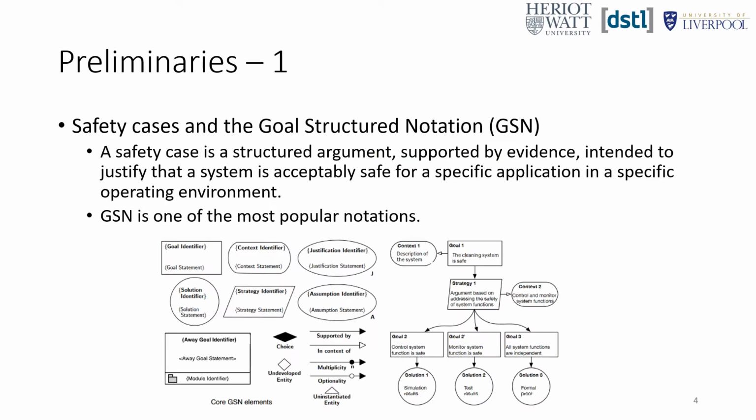For preliminaries, first it's about what are safety cases and the goal structuring notation. In short, a safety case is a structured argument supported by evidence intended to justify a system is safe for a given application in a specific operating environment. And the goal structuring notation, we say GSN for short, is one of the most popular notations to present a safety case. And I'm showing some very basic elements of GSN.